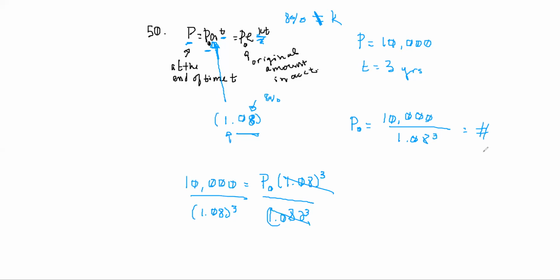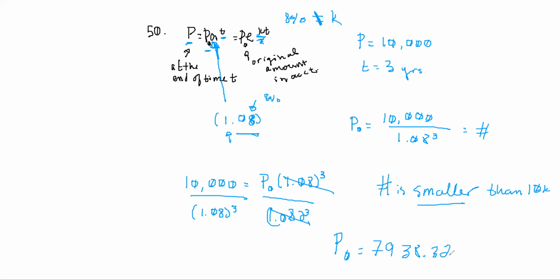But notice this number is going to be smaller than 10,000. And that is because the money is growing over time. So P naught is equal to 7,938.32. So if you get 8% per year and you put $7,938 into your bank account, in 3 years, you'll have $10,000.